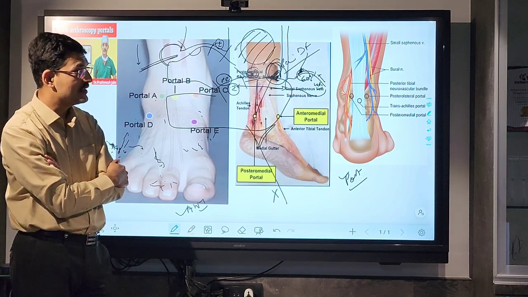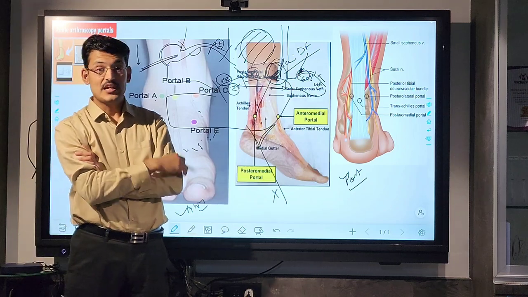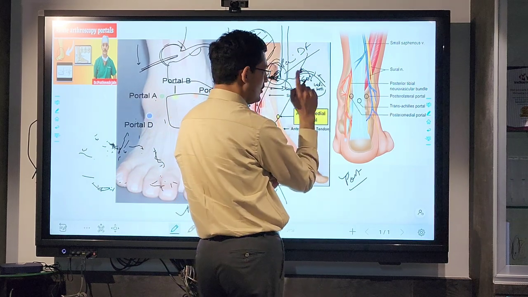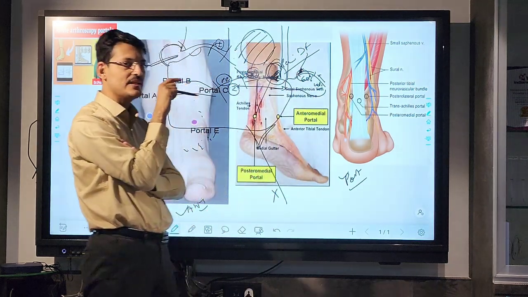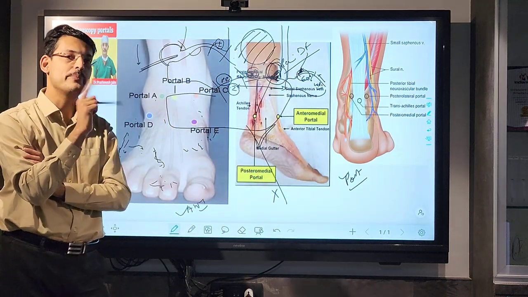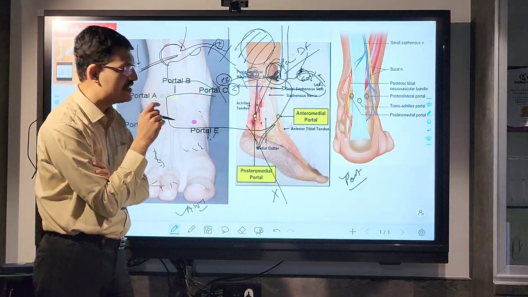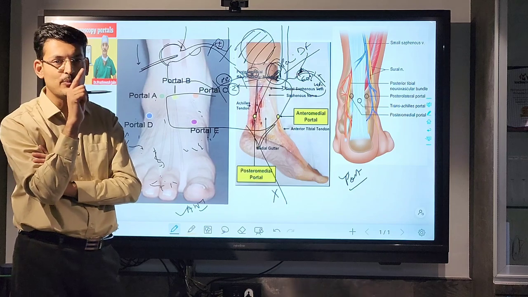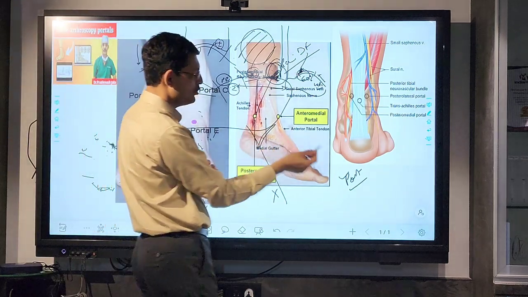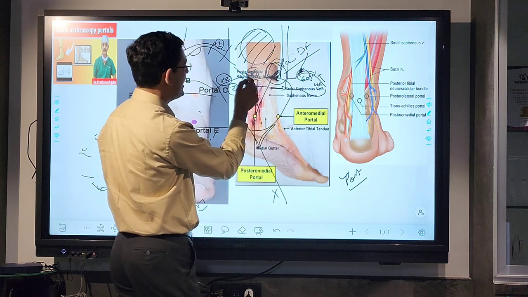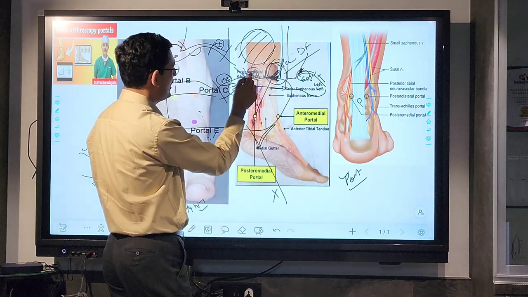While trying for the posterior scopy, how to prevent neurovascular structure damage? Posterior ankle arthroscopy is a very safe procedure. The portals are very safe. The only thing that can go wrong is if you go more medially. For that, the FHL tendon is your lighthouse. If you are doing a posterior ankle arthroscopy, you start cleaning the tissue around, and then on the medial side, the FHL tendon will be seen like this.